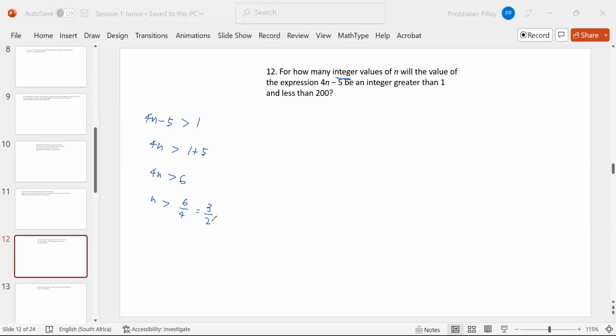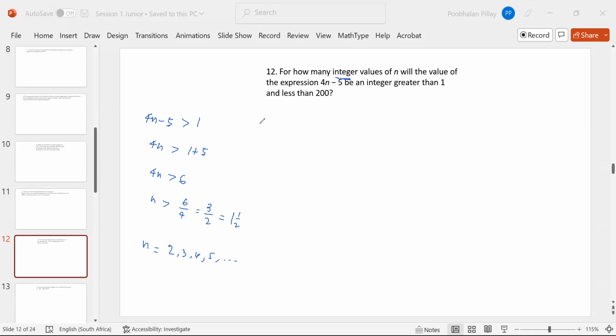So n is greater than 3 over 2, but remember, n is an integer. So which numbers are greater than 1.5? It'll be 2, 3, 4, 5, and so on. n will be equal to one of these numbers. But you also have the other statement here that it is less than 200.